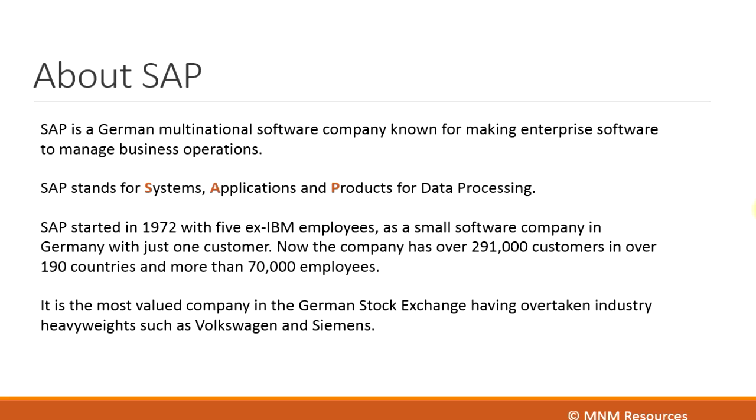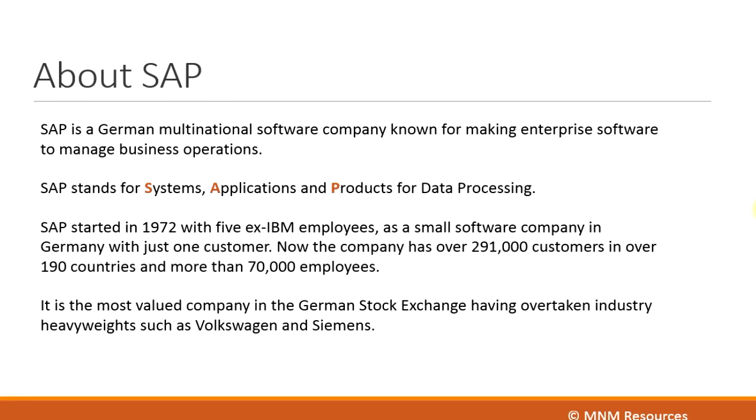Let's have a look at what SAP is. SAP is a German multinational software company known for making enterprise software to manage business operations. The acronym SAP stands for Systems, Applications, and Products in Data Processing. It started back in 1972 when 5 ex-IBM employees started a small software company in Germany with just one customer. Now, SAP has grown to over 190 countries with more than 290,000 customers, and they employ more than 70,000 staff members.